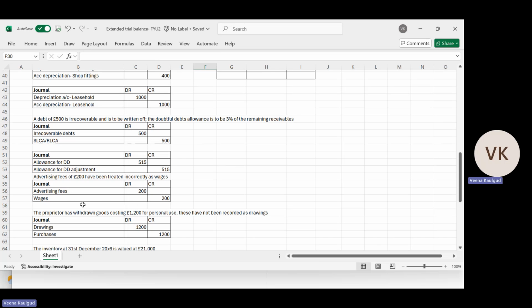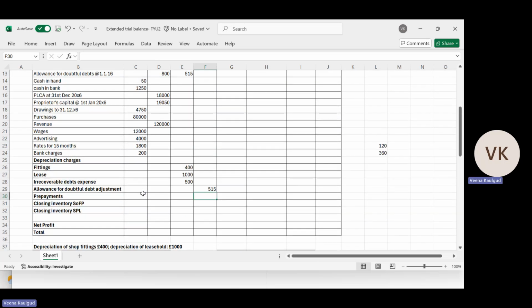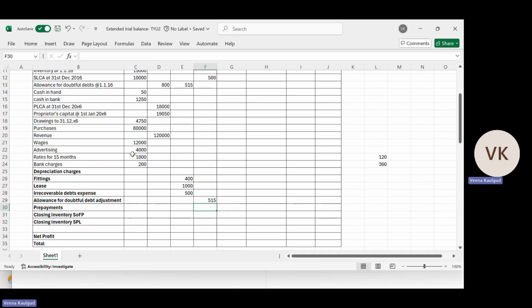Next one is advertising fees is 200 debit and to wages credit 200. So now where is my advertising? Right. So my advertising here is a 200 debit and wages credit 200.